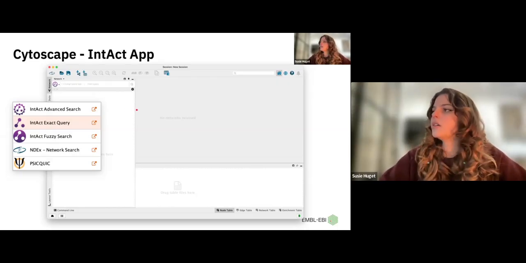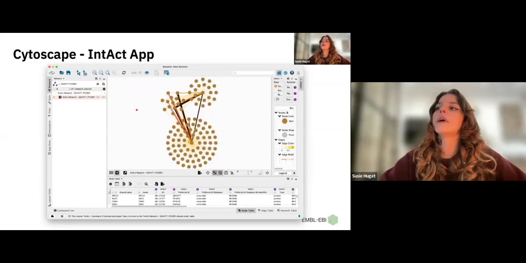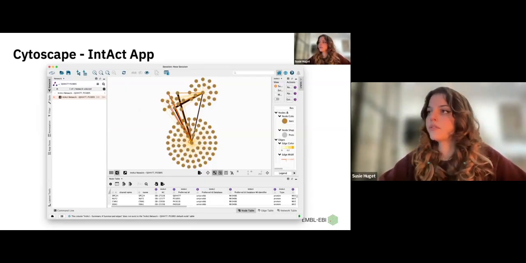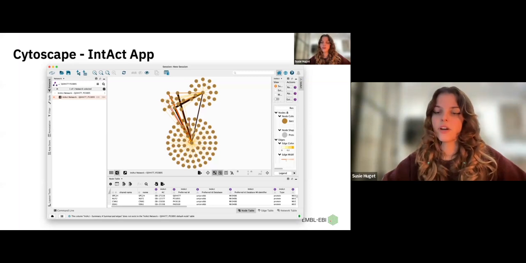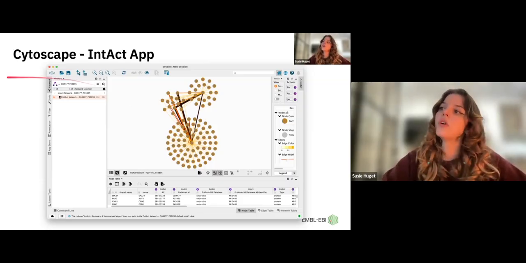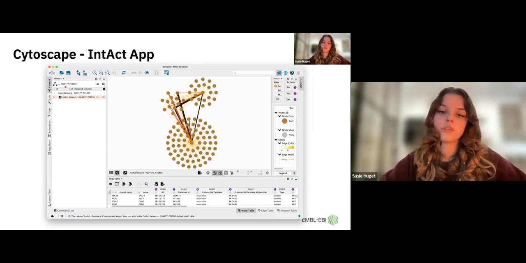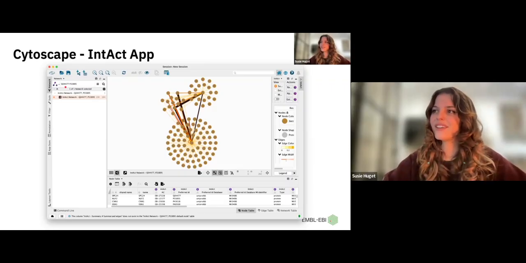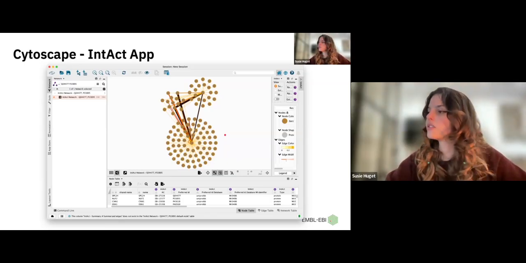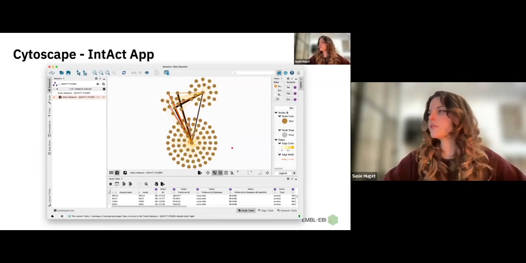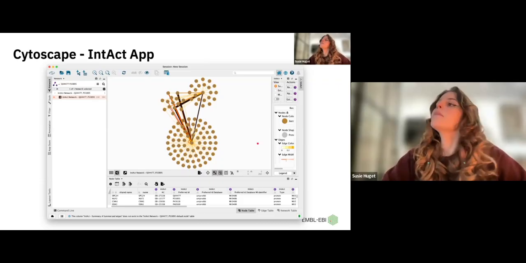We're going to start with the exact query. Basically, to make an exact query search, you need the precise identifier of the elements you want to visualize. For example, here I wanted to visualize two proteins, so I've input the UniProt identifiers of those proteins, and it will display those proteins and their interaction as a network within the visualization window.